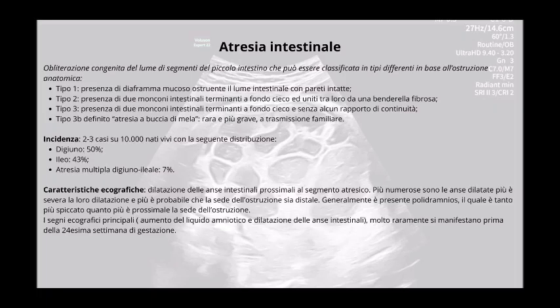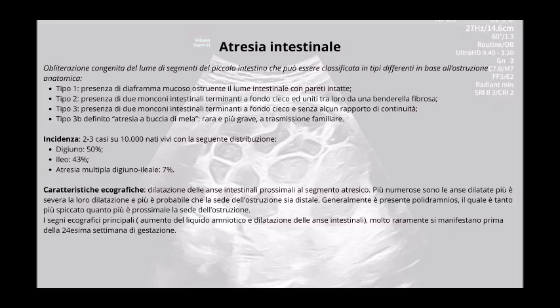From an ultrasound perspective, the typical finding is the dilation of the intestinal loops upstream of the atretic segment. This appearance can also be similar to that of intestinal volvulus, often making it difficult or impossible to precisely determine the location of the small bowel obstruction. In general, the more numerous and dilated the intestinal loops are, the more likely it is that the obstruction is distal. In most cases, polyhydramnios is present, and it is more evident when the obstruction is proximal.